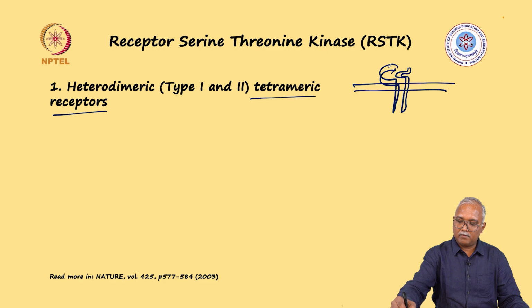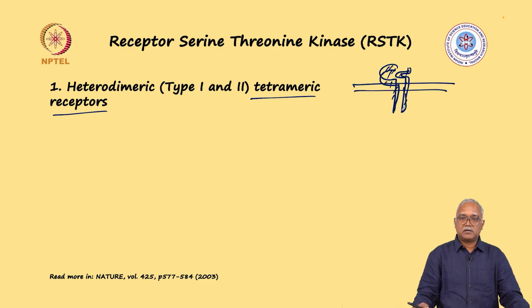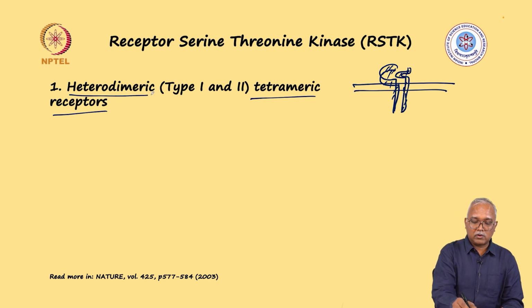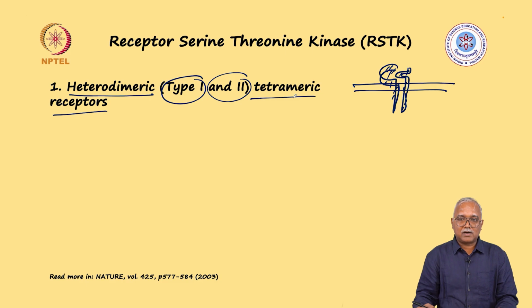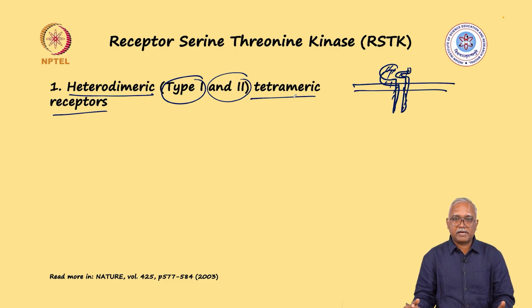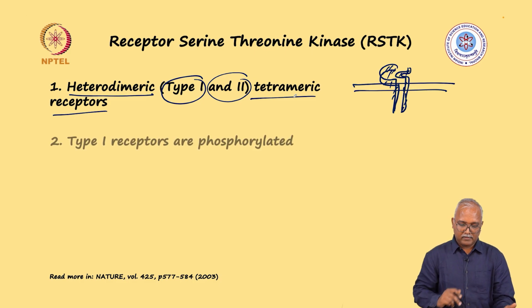Together they will make a functional receptor, and how many different receptor units are present here? 4 units. So these are heterodimeric type 1, type 2 coming together and making a functional tetrameric receptor. I must also emphasize again, which I have been telling, that receptor dimerization or oligomerization is one of the key events towards activation of the receptor.